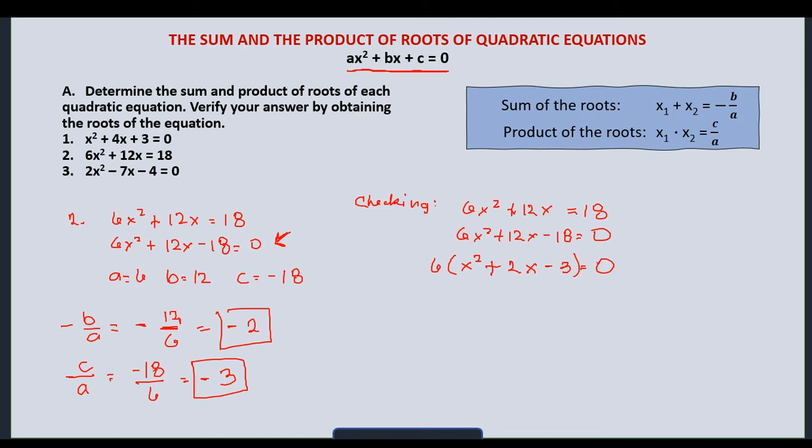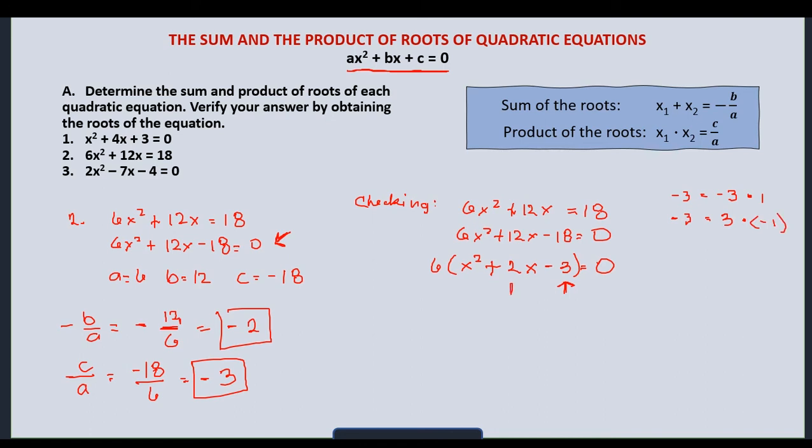Now factor x squared plus 2x minus 3. Let's focus here at c. We have here negative 3. So let's have a scratch. Negative 3 is equal to a factor of negative 3 times 1. Also, you can have factors like 3 times negative 1.